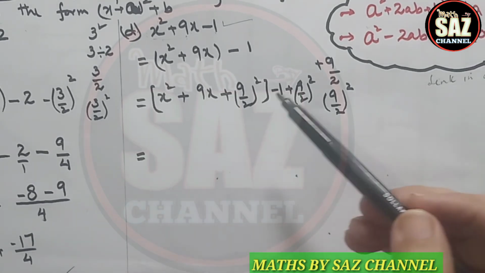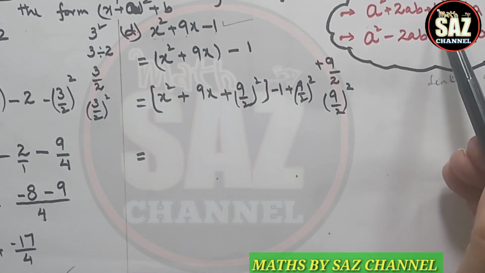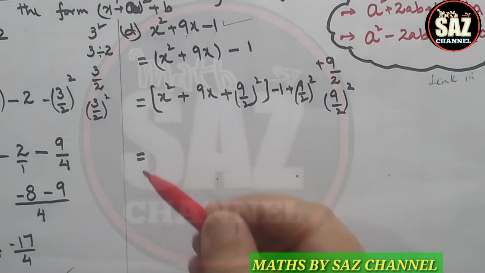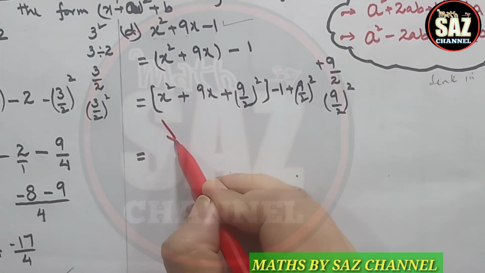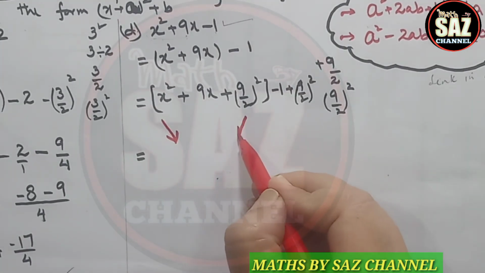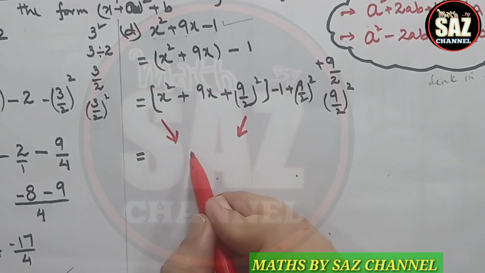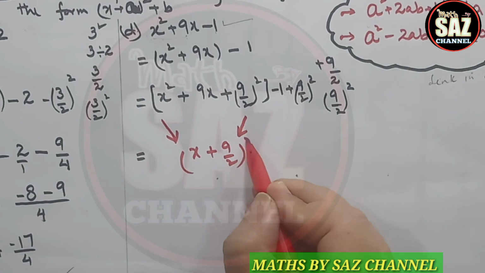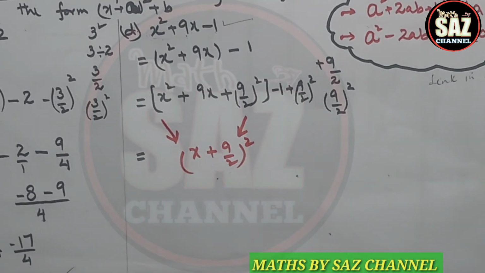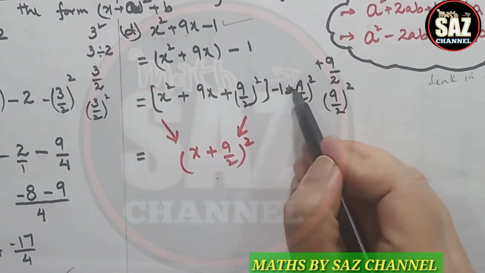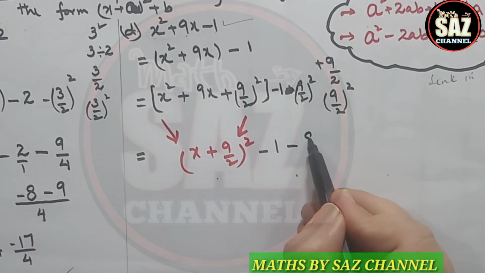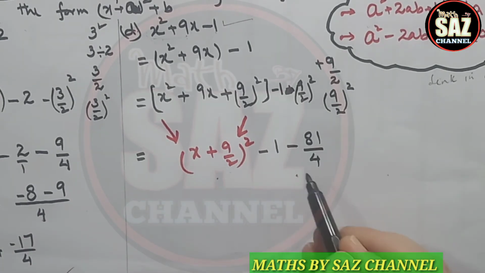It is similar to a square plus 2ab plus b square. So I can write it in the form (a + b) whole square, and a of this question will be x and b will be 9 by 2. So this becomes (x + 9/2) whole square. I have to add and subtract, so this will be minus sign, and minus 1 minus 81 by 4.